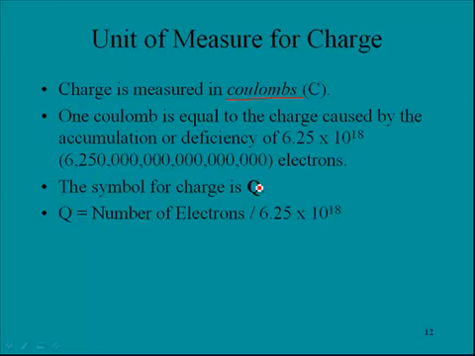And the symbol for charge is the Q. So Q equals the number of electrons divided by this value, 6.25 times 10 to the 18th power. So you've got to have a lot of electrons in order to get a Q. And your text has a couple problems to solve for charge. Now, coulombs is not something you typically talk about in electronics. We're going to find that coulombs has a direct relationship to amps, which is what we usually talk about when we talk about evaluating electricity.